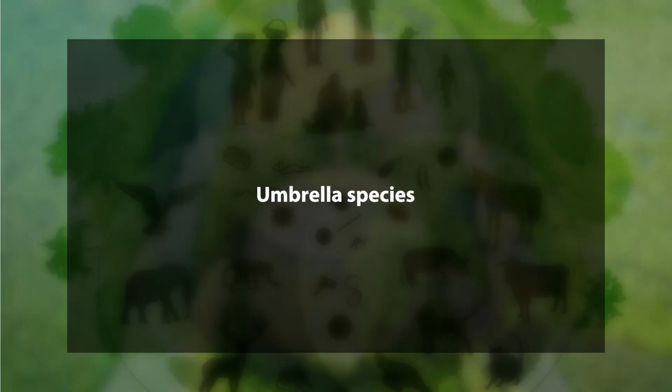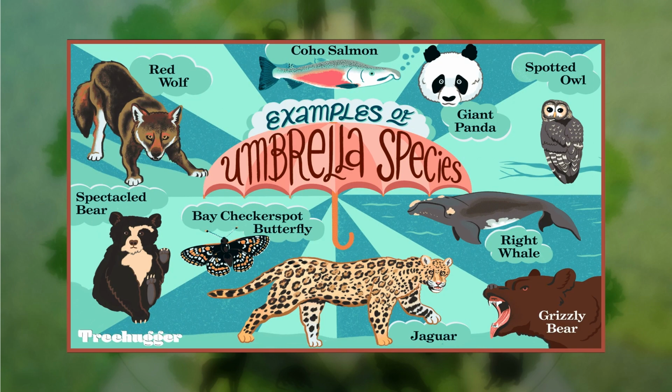Number 1, umbrella species. A species, typically with a wide habitat range, whose conservation confers protection to a large number of naturally co-occurring species is known as an umbrella species. These species typically require large areas to maintain minimum viable populations. Umbrella species are named so because protecting these species indirectly protects many other species that make up the ecological community of its habitat.